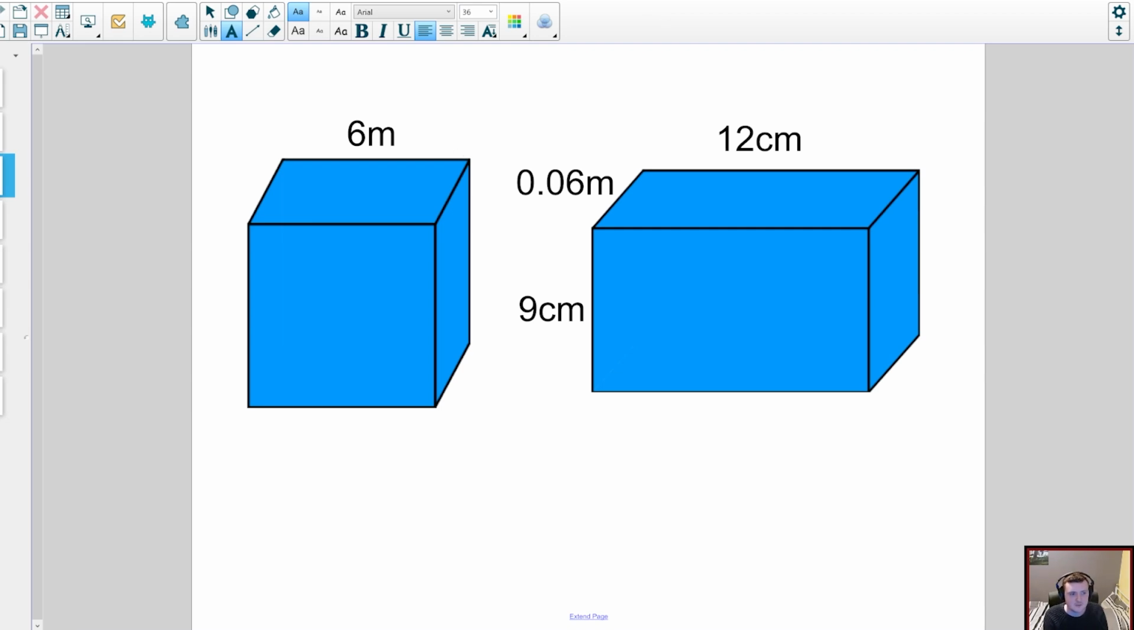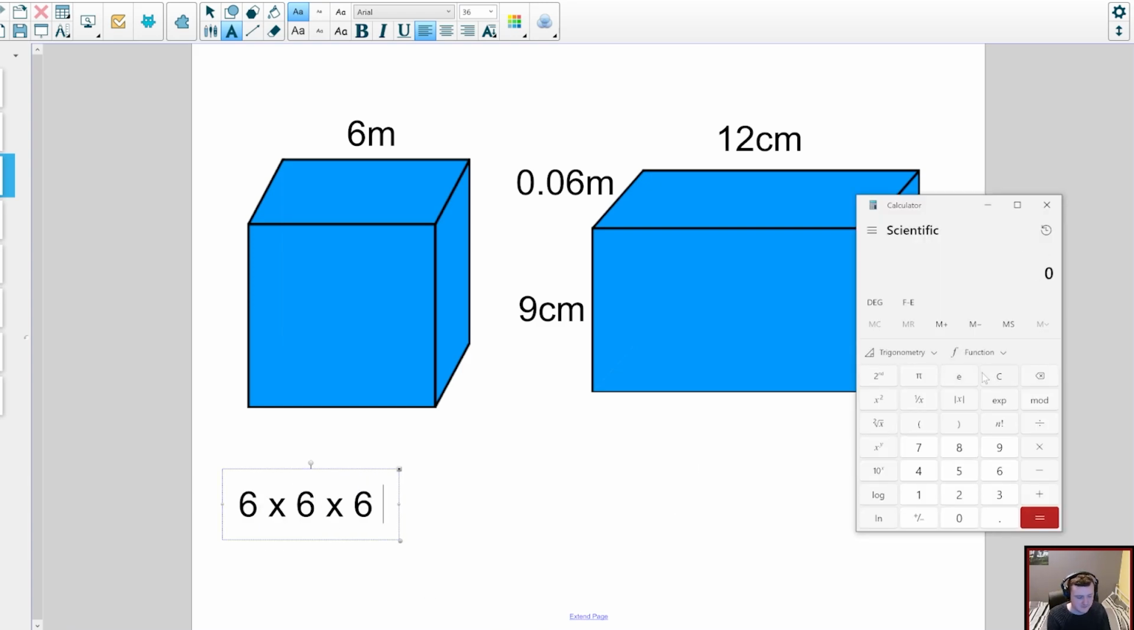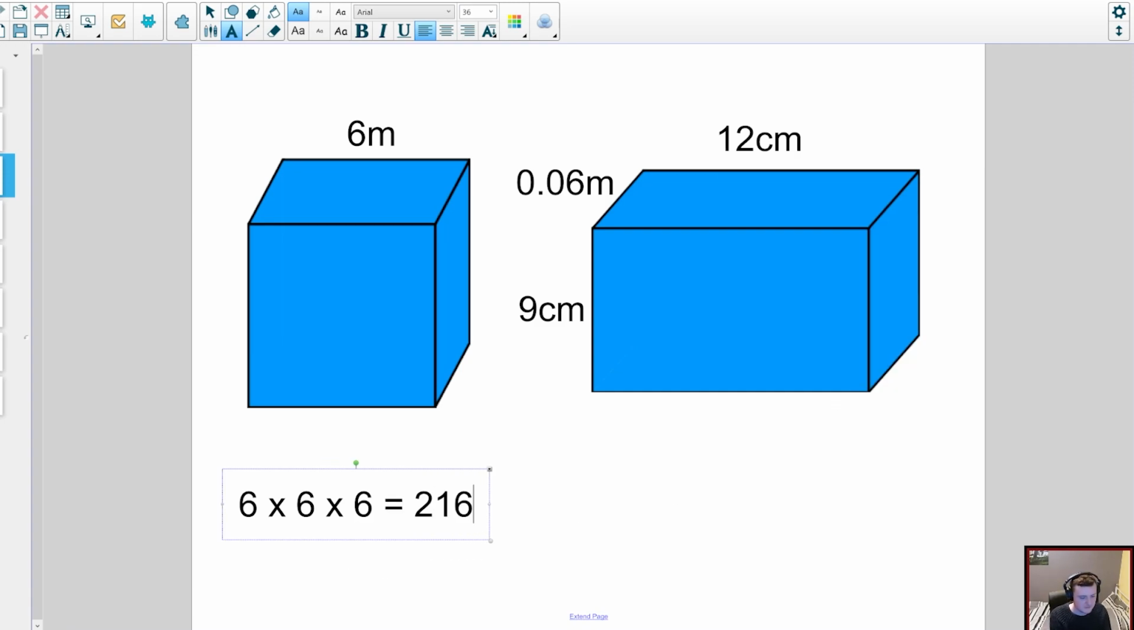Okay, so similar to the last problem, we know this is a cube, so it's going to be 6 times 6 times 6, so 3 sixes. 6 times 6 times 6 is going to be 216 meters cubed, even though I was almost getting it wrong there. Meters cubed. And now we're going to do the same with this.